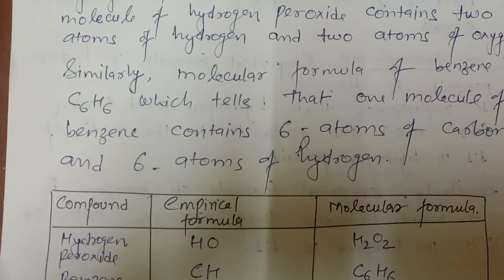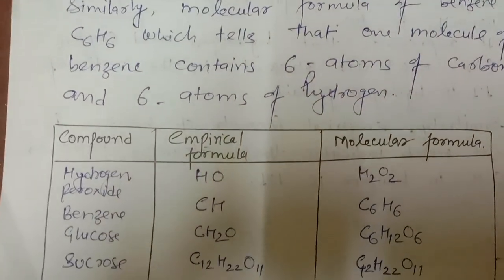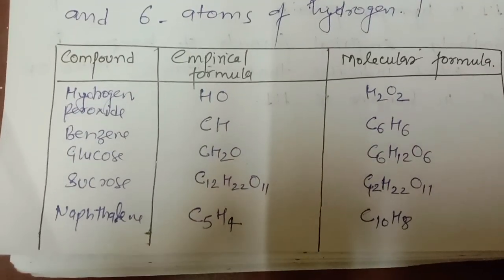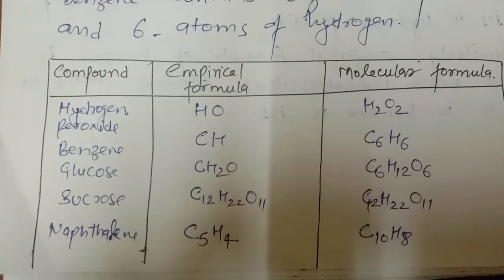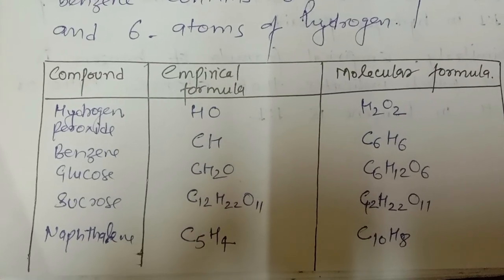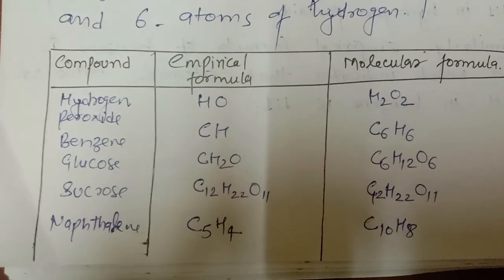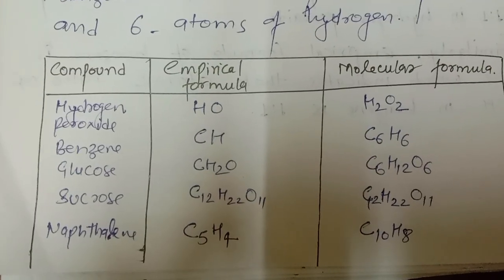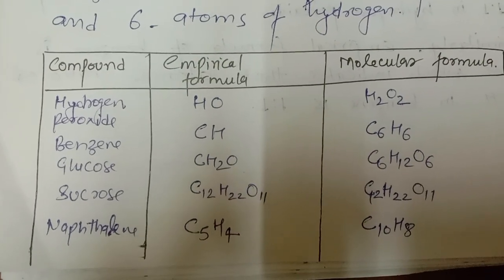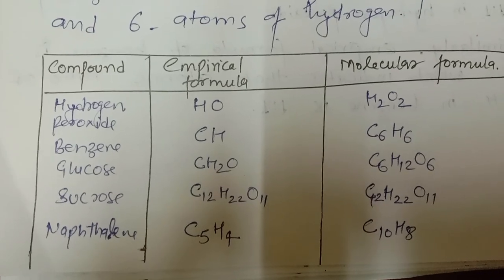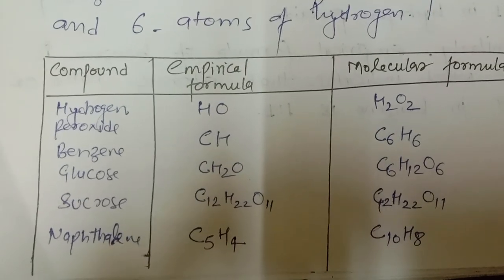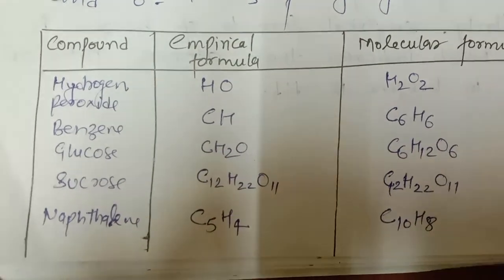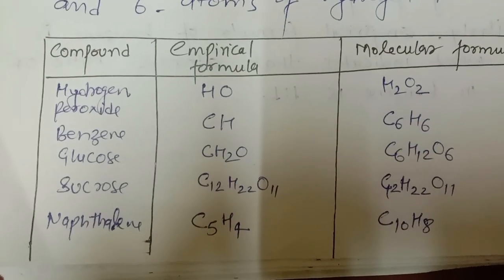You can see a table in which a few compounds are given with their empirical and molecular formulas. Hydrogen peroxide, empirical formula HO and molecular formula H2O2. Benzene, empirical formula CH, molecular formula C6H6. Glucose, empirical formula CH2O, molecular formula C6H12O6. Sucrose, empirical formula C12H22O11 and molecular formula C12H22O11. Both are the same. Naphthalene, the empirical formula is C5H4 and molecular formula is C10H8.